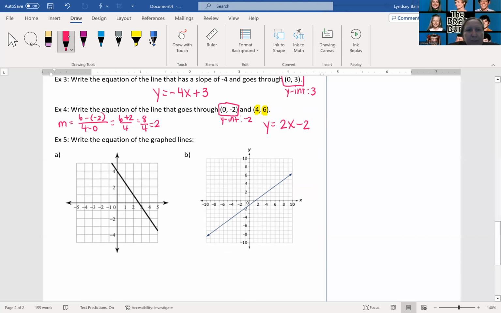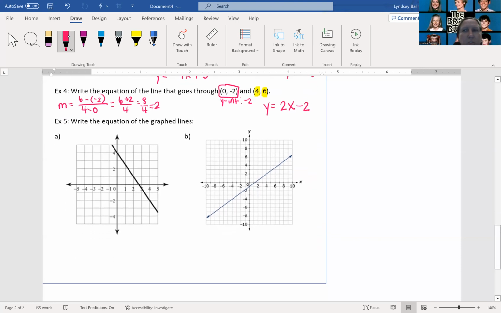And now we have some graphs. From the graph, we're going to identify what the slope is and what the y-intercept is. The y-intercept here, I can see it crosses at 4. So I'm just going to say y-intercept is 4. Now I need another point in order to find my slope. So I'll put that point right there.